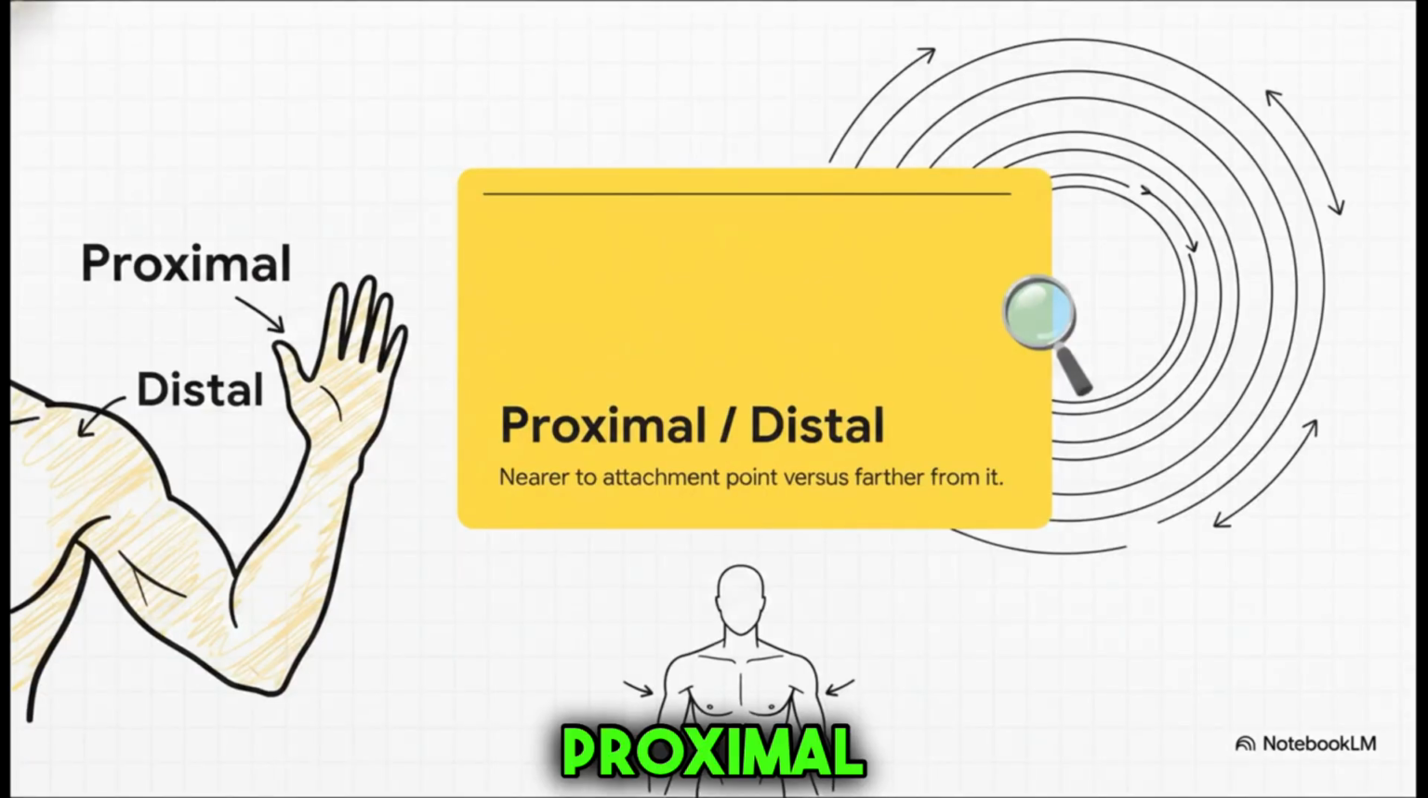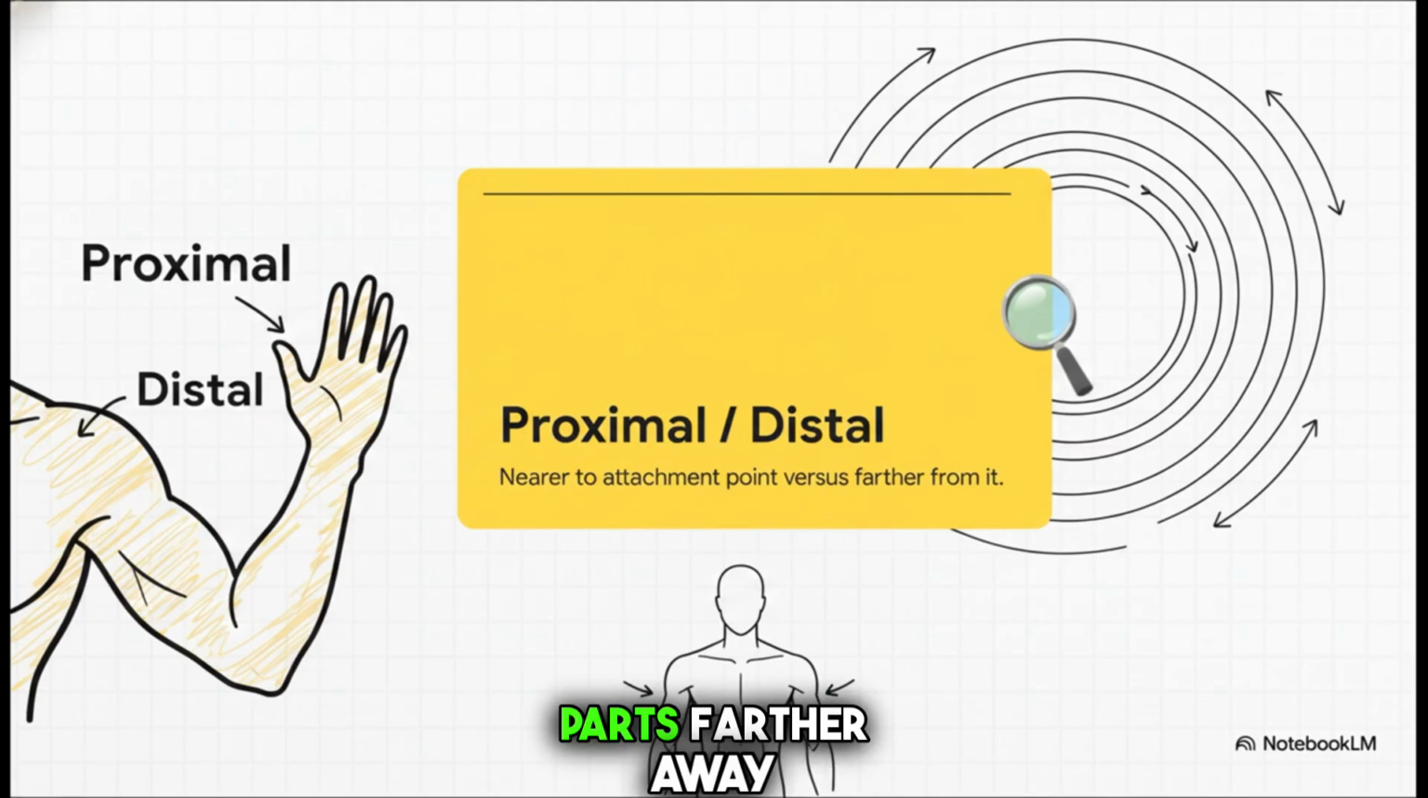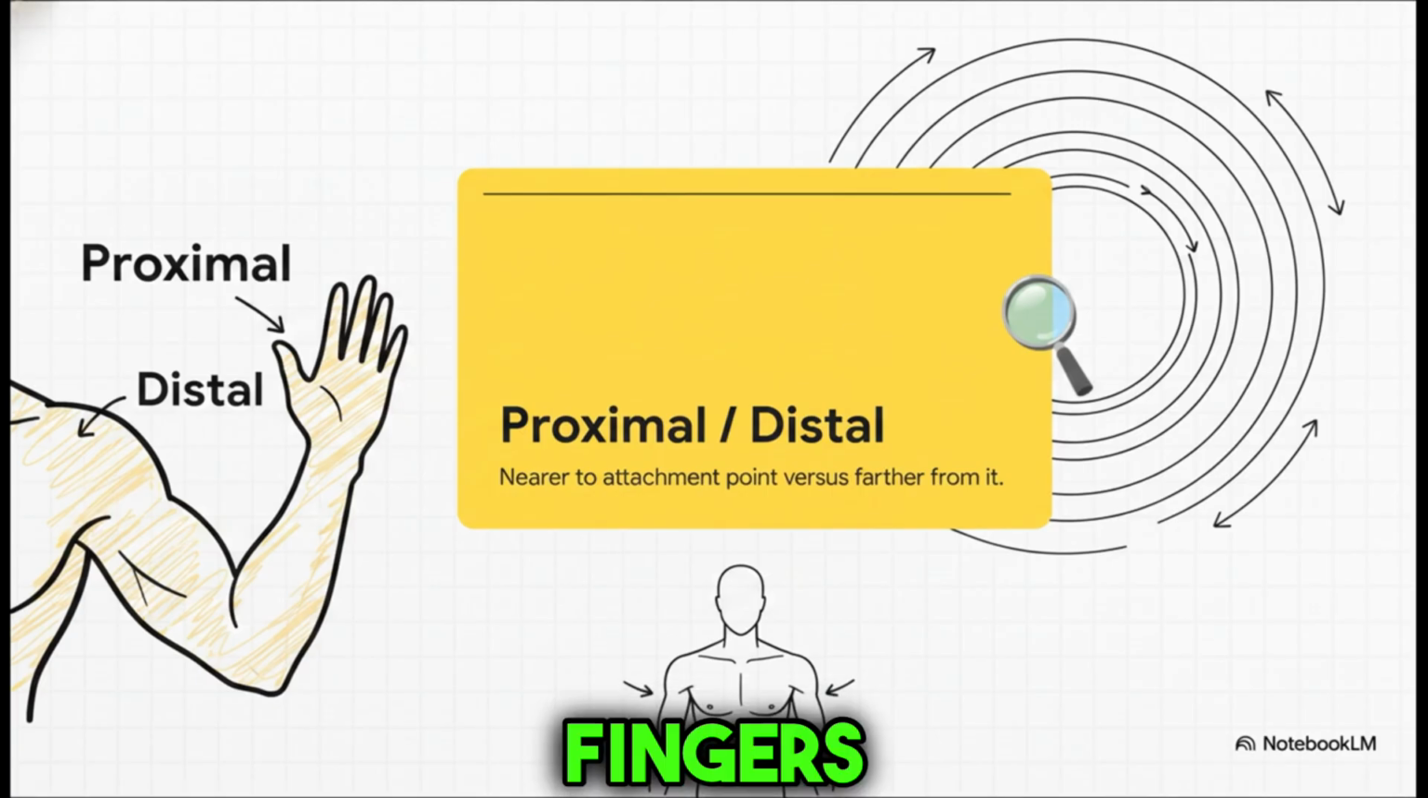We also use proximal for body parts closer to the trunk or the point of attachment, and distal for parts farther away. Think of your arm, right? Your shoulder is proximal, but your fingers are distal. By using these exact terms, professionals create a flawless, universal grid of the human structure.